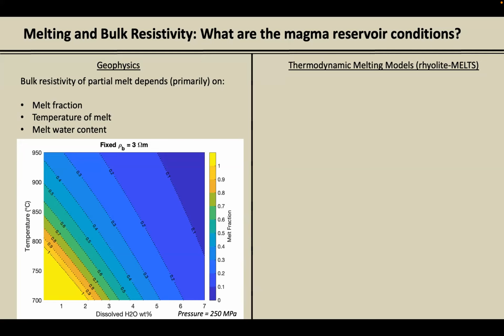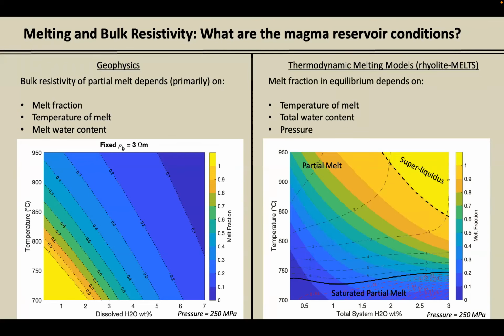represents. For that, I turn to thermodynamic melting models, and this is not just work by myself, but work with petrologist Juliana Troke at the Smithsonian Institution and Chris Hubert at Brown. We're using a parameterization of rhyolite melts with a rhyolite composition. In this case, the melt fraction in equilibrium depends on the temperature of the melt, the total water content, and also the pressure. So you can construct a very similar parameter space with temperature on the y-axis, total system water on the x-axis, and melt fraction again as the colors.